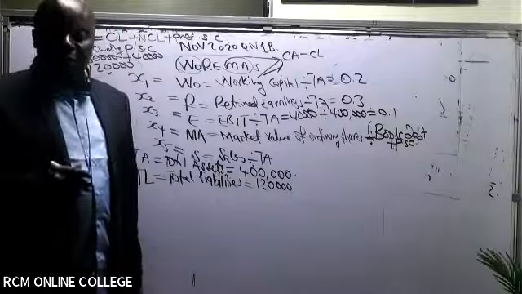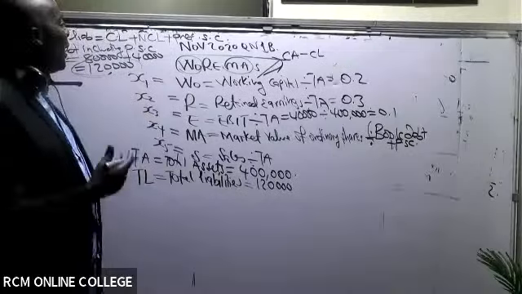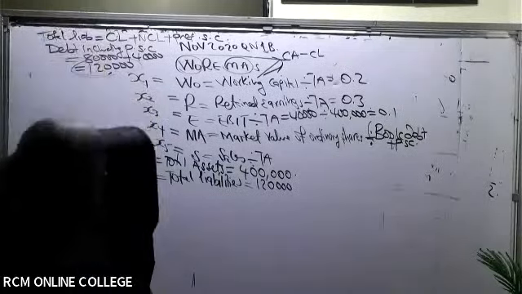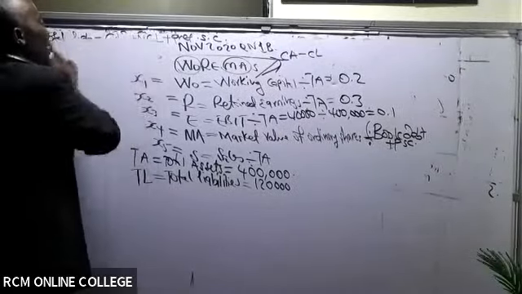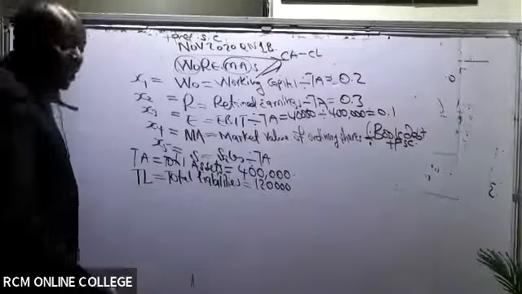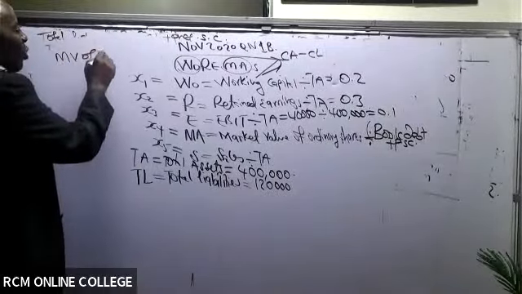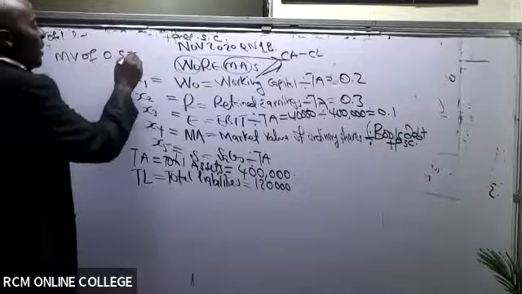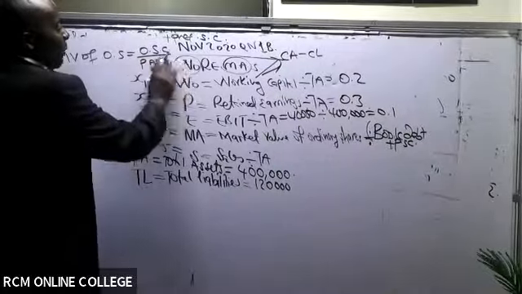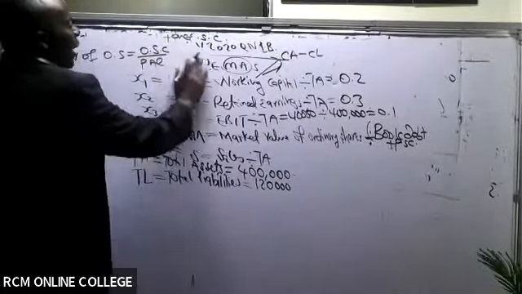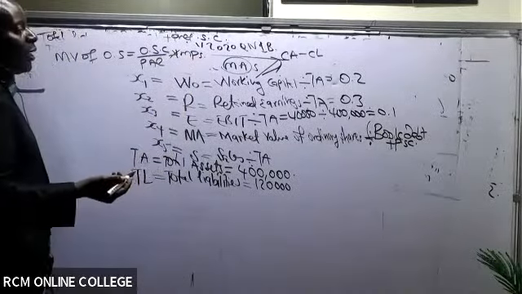Market value of ordinary shares. I know this is the simplest thing ever on this earth. The person who taught me this told me this is very easy. How do we get market value of ordinary shares? You simply take the ordinary share capital, you divide by the par value, and then whatever answer you get, you multiply this by the MPS, the current market price per share.